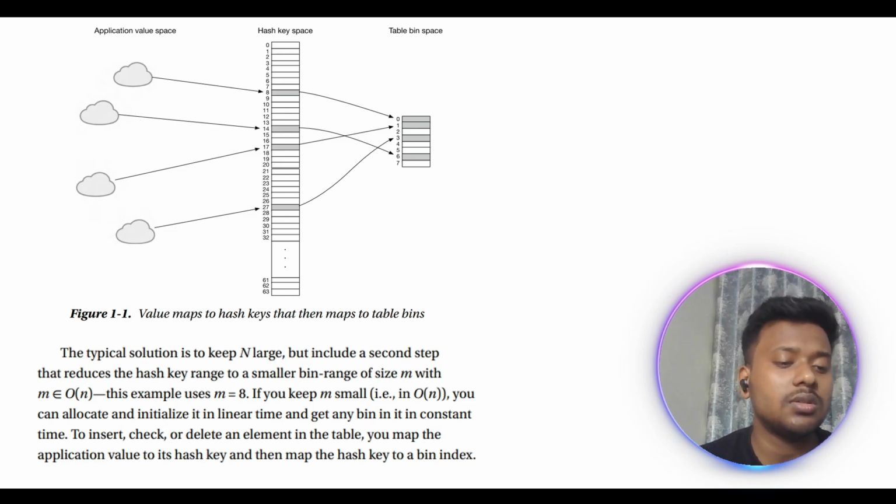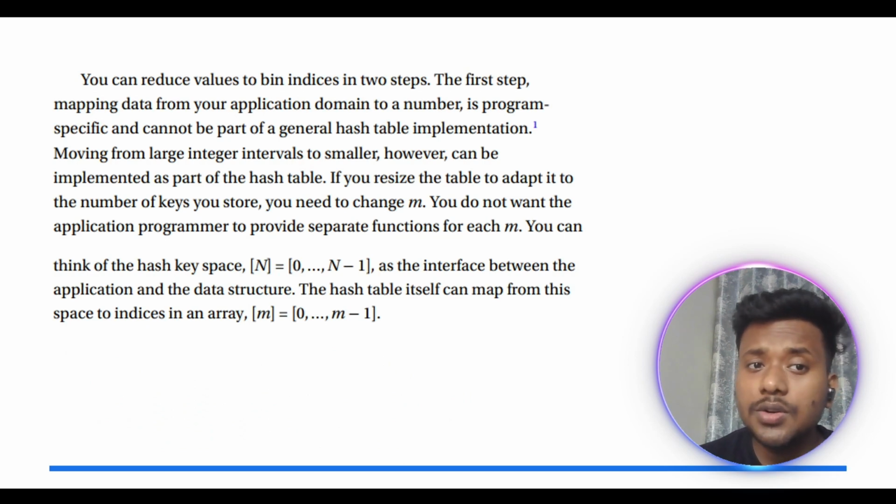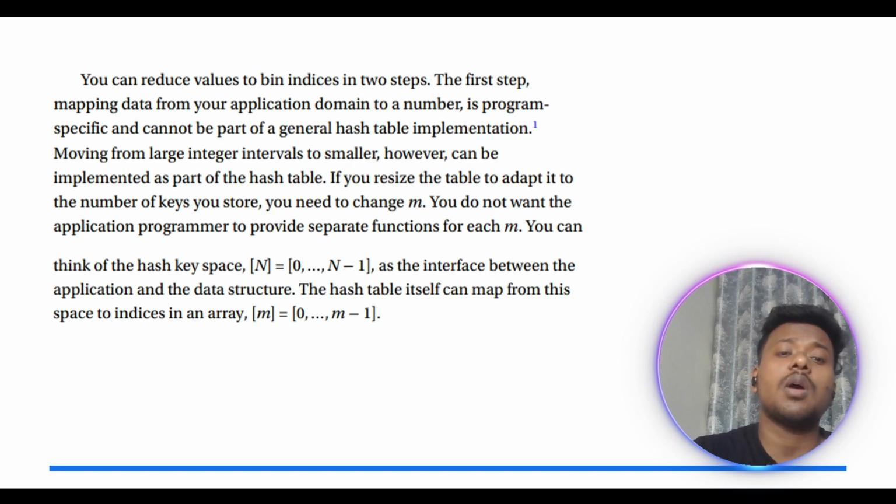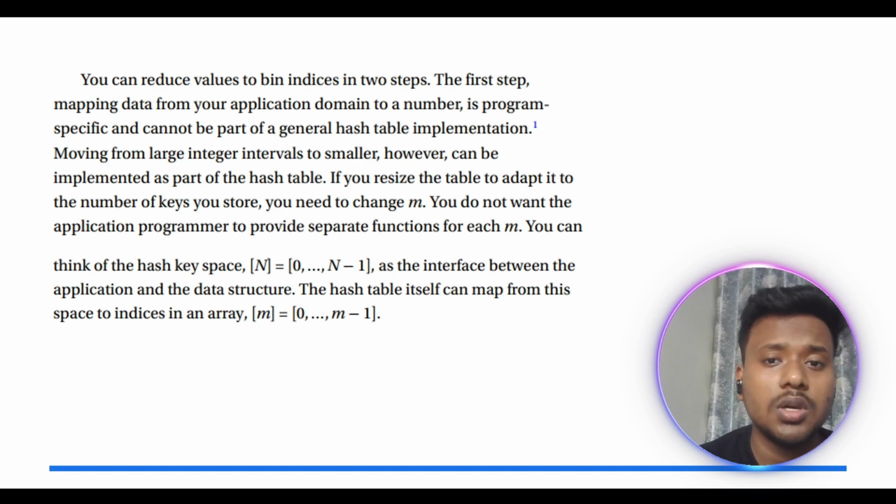To insert, check, or delete an element in the table, you map the application value to its hash key and then map the hash key to a bin index. You reduce to bin indices in two steps. The first step, mapping data from your application domain to a number, is program specific and cannot be a part of a general hash table implementation.